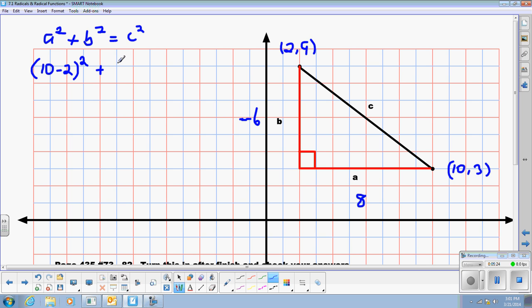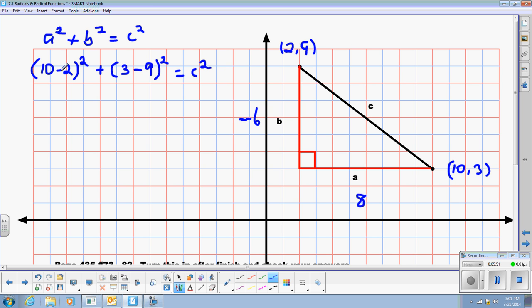Well, I would then take and I would do new of 3 minus old of 9. And I've got to be consistent with what I do here. I said new minus old for the x, 10 minus 2. So then I have to use the same order. The new, 3, minus old of 9. So that's why I put that here. So now I have 10 minus 2 squared plus 3 minus 9 squared equals c squared.